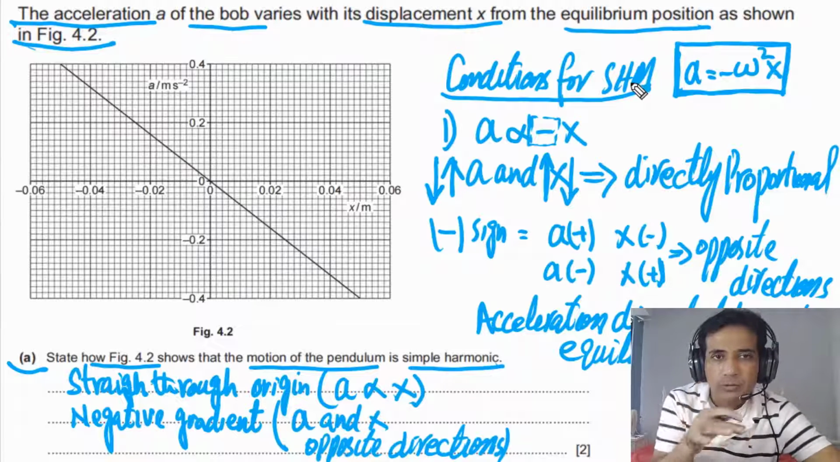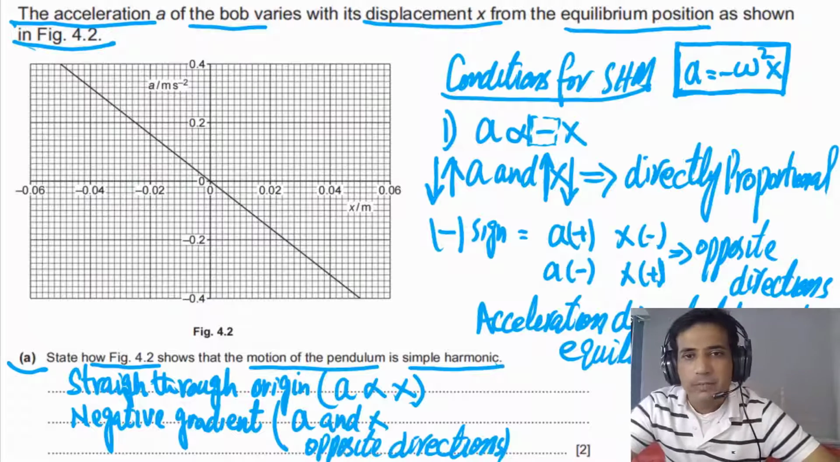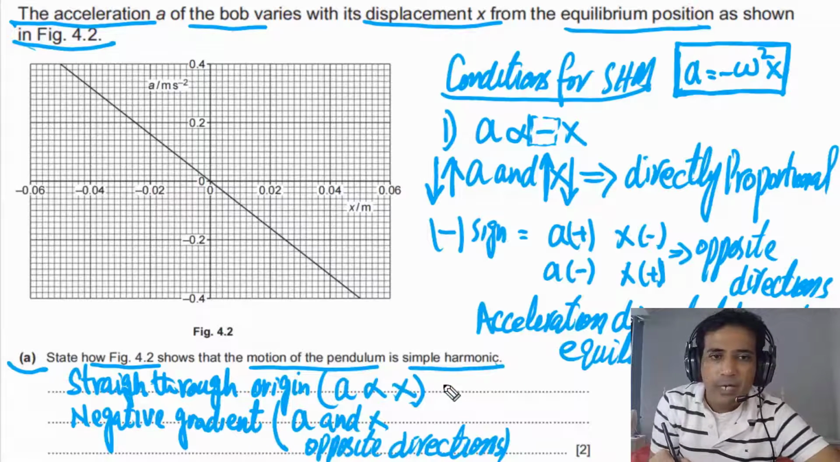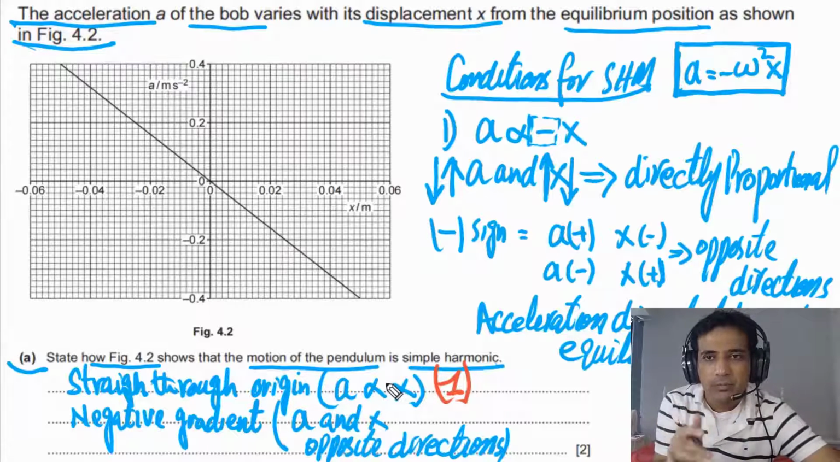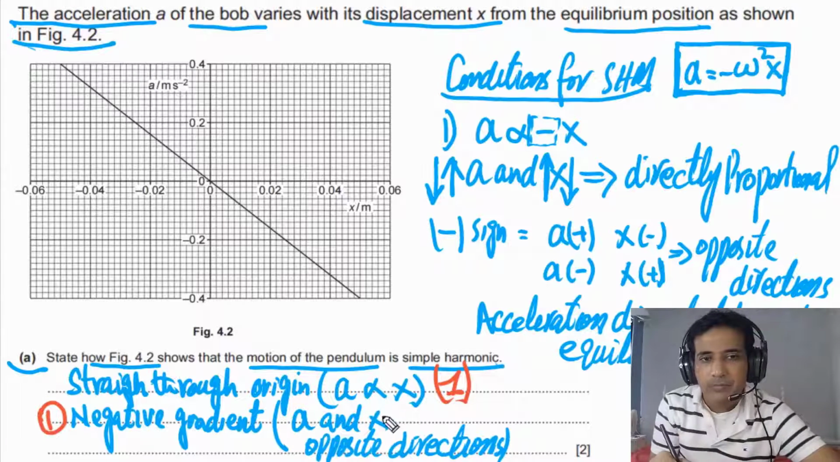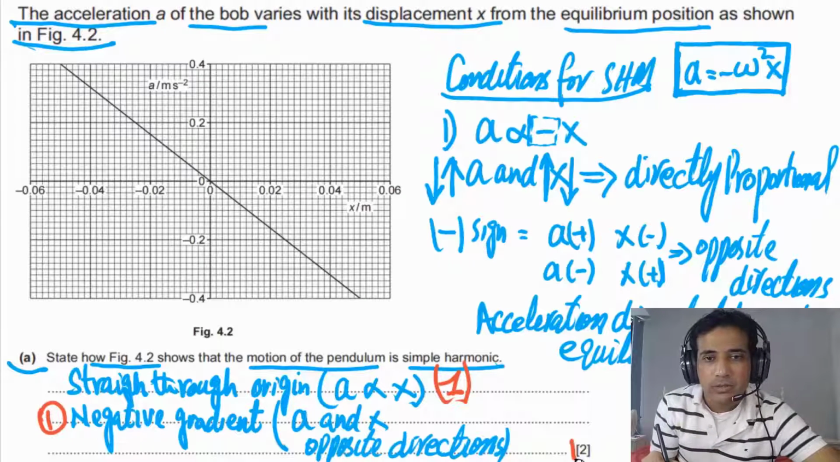So the motion of this simple pendulum is simple harmonic motion. And this question has 2 marks. If you write down these 2 points, you will get 2 marks. The first mark you will get if you have written straight line through origin, and it means that A and X are directly proportional. The second point, if you have said negative gradient, and negative gradient is telling us that A and X are in opposite directions, you will get the second point.